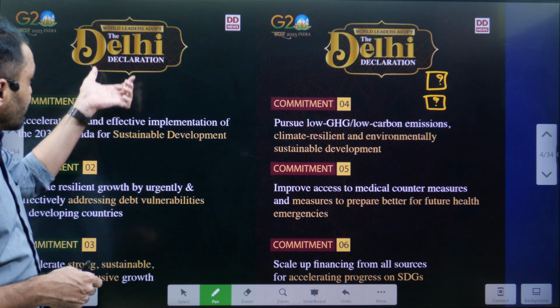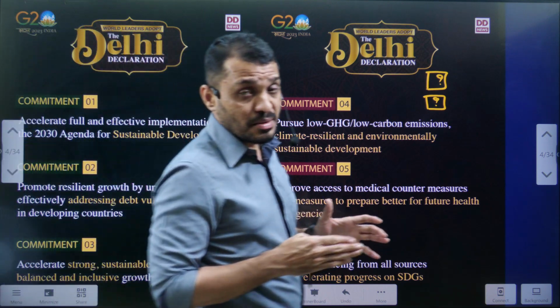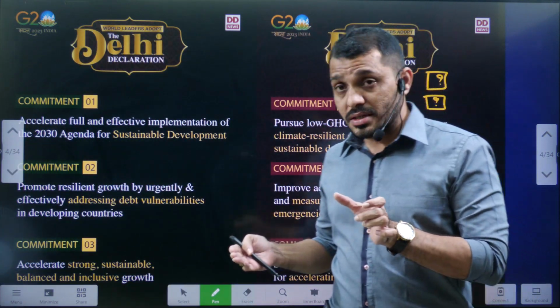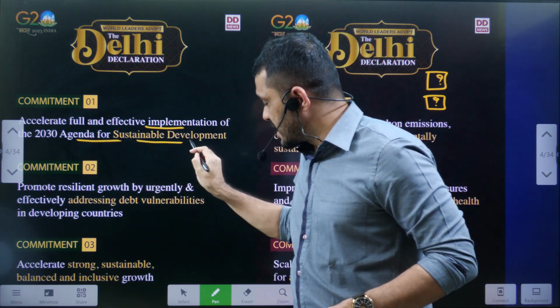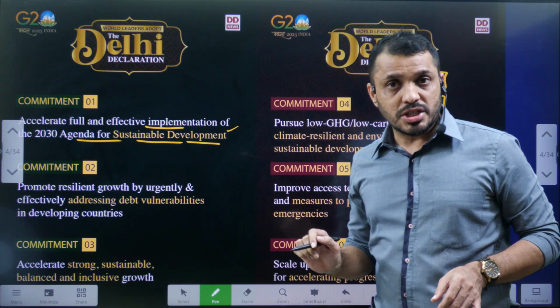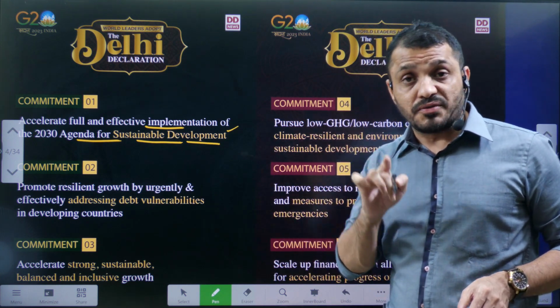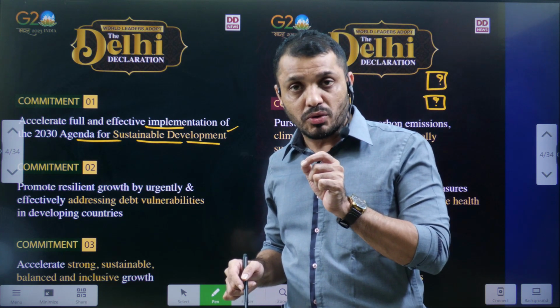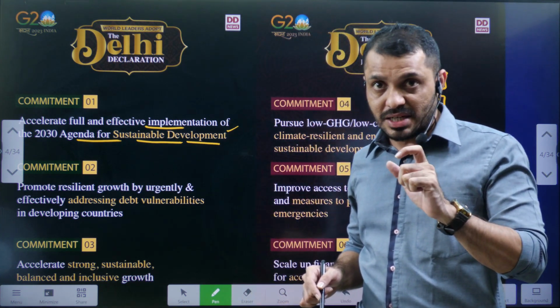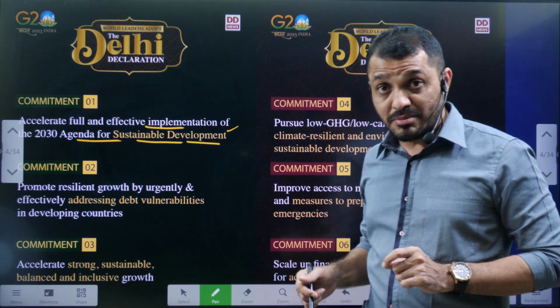Now we'll see some of the commitments in the Delhi Declaration. Commitment number 1: the effective implementation of the 2030 Sustainable Development Agenda. You know that 2000 to 2015 were the Millennium Development Goals, 2015 to 2030 the Sustainable Development Goals, and how we can implement the Sustainable Development Goals. That is commitment number 1.